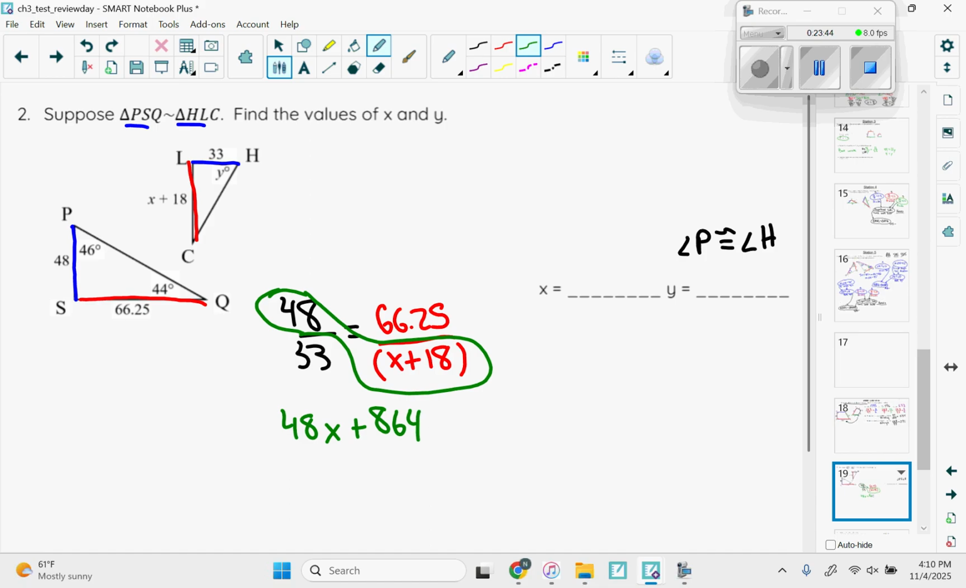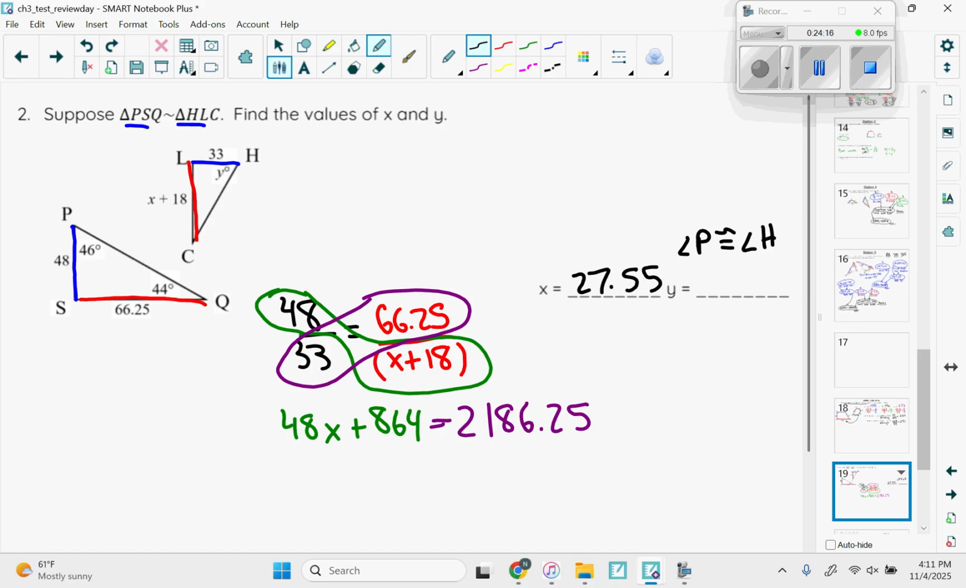And then on the other side, we got 66.25 times 33. And that is going to be, let's see, 2,186.25. All right, I'll let you finish solving this. So if you want to solve it on your own, go ahead and pause it. Otherwise, here are the answers. X will be 27.55 when you solve it.